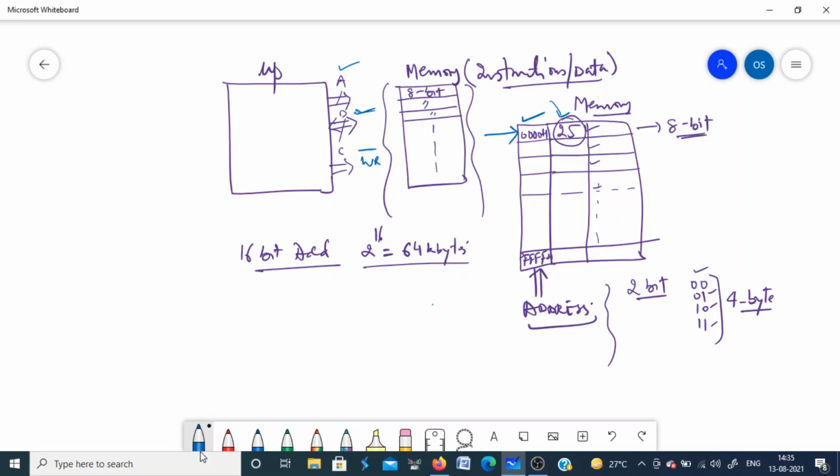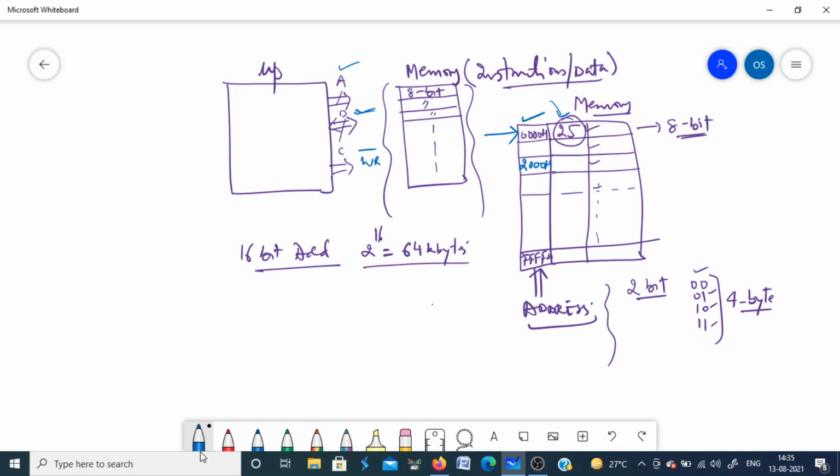So the first thing is that you have to load the address of this memory location on the address bus. The processor will load the address, so that location is identified, then the data is placed on the data bus, and a control signal, which is a write signal, is given using the control bus, and that data is written in the memory.